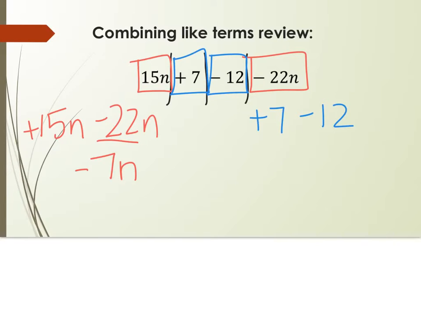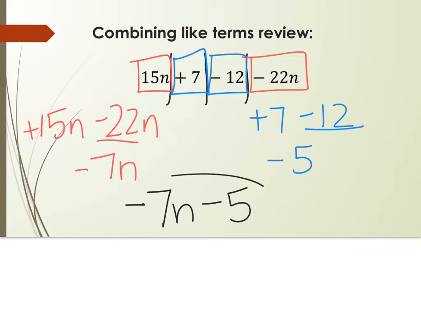For the positive 7 and the negative 12, you again have different signs, so you subtract. 12 minus 7 is 5. The 12 was the bigger number, so the negative sign is kept. Your final answer is negative 7n minus 5.